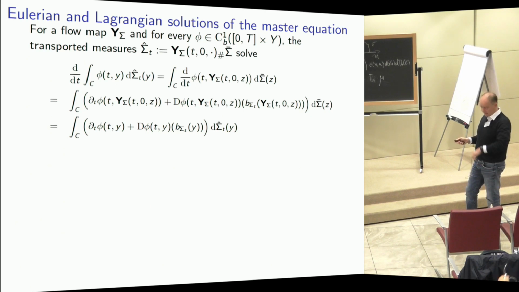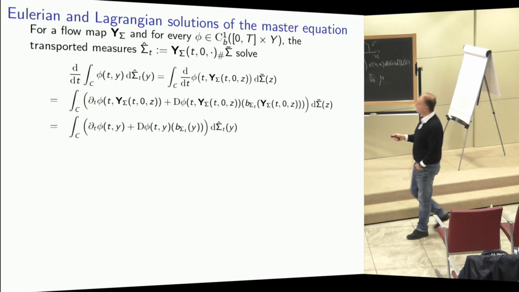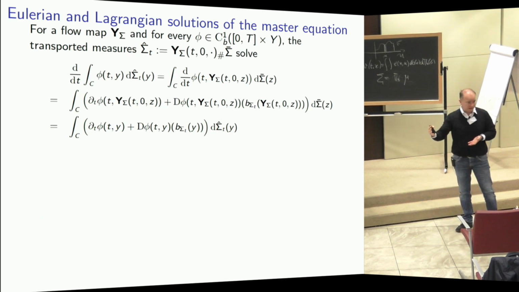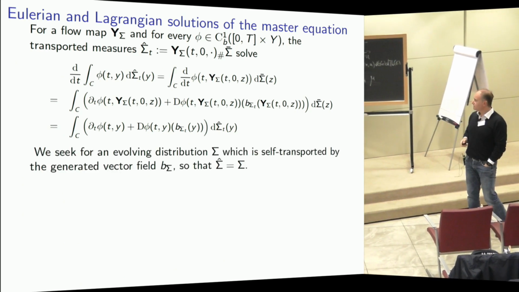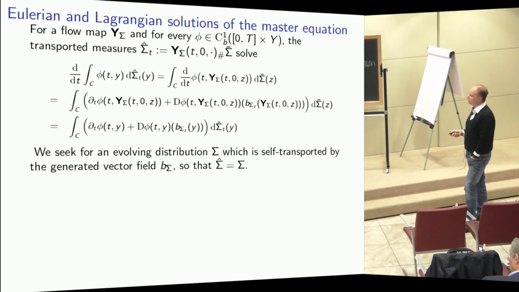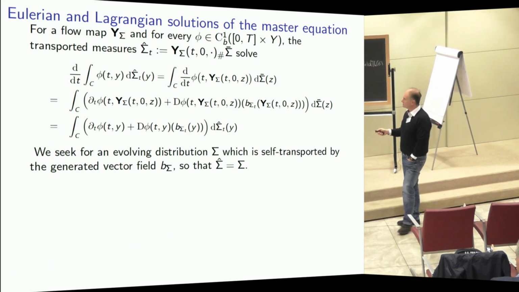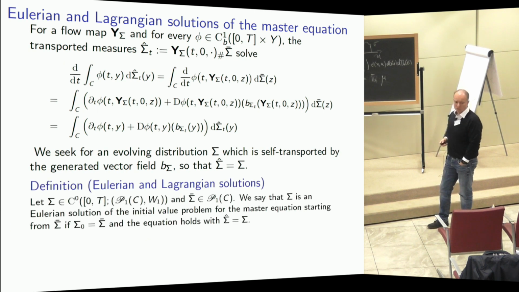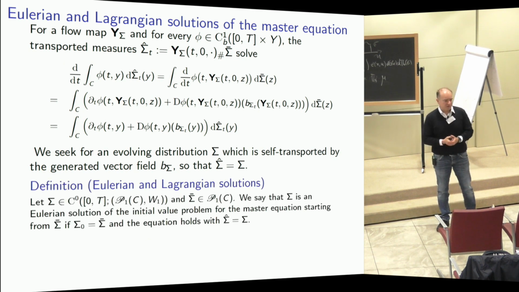weak sense. And this PDE in the weak sense, it's of course depending on the particular sigma that you selected here to evolve the characteristics, and this allows you to define a notion of solution, which is a solution that is self-transported as usual. So in a certain sense, you would like to have here that the sigma hat is exactly sigma itself, and this gives you two definitions of possible solution.